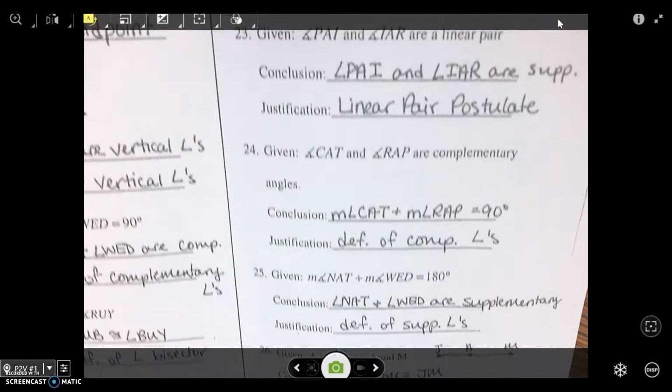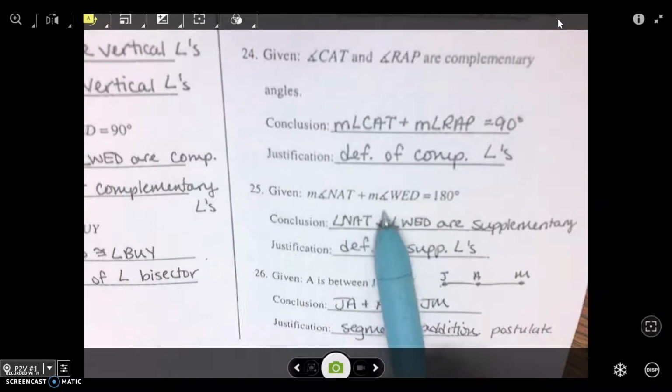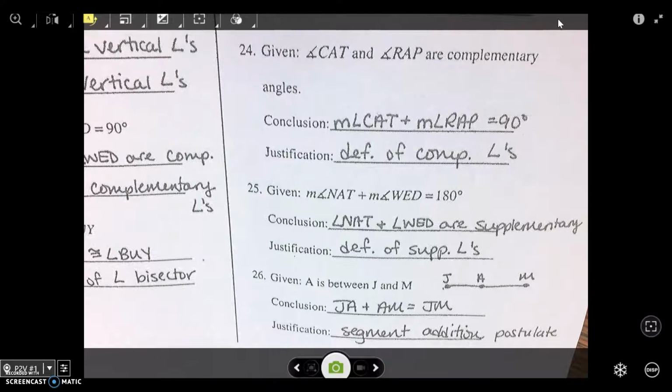25, you're given the measure of angle NAT plus the measure of angle WED equals 180 degrees. Okay. If they add up to 180 degrees, they are supplementary. And that is the definition of supplementary angles.